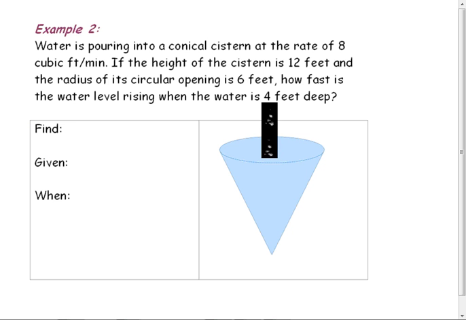Well, let's try another problem. Do you guys see that okay? Because we can close the blinds.